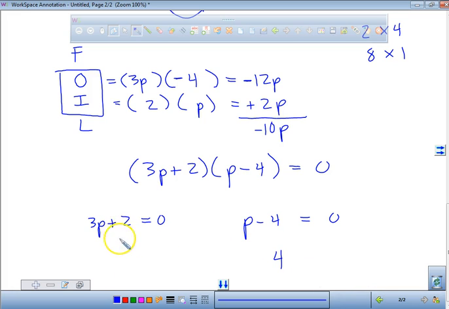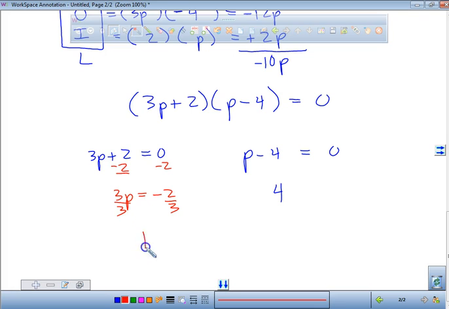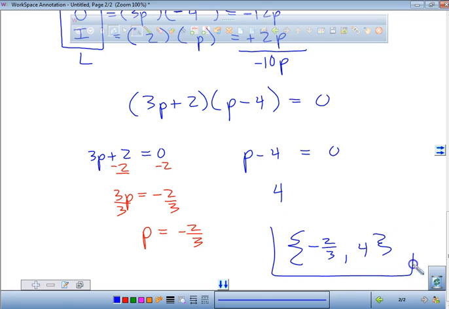This one's slightly trickier. What do I have to do? I need to take away what? Take away 2. So we have 3p equals negative 2, divided by 3. That's right. So the other answer would be negative 2/3. As a solution set, you would write negative 2/3, comma, 4.